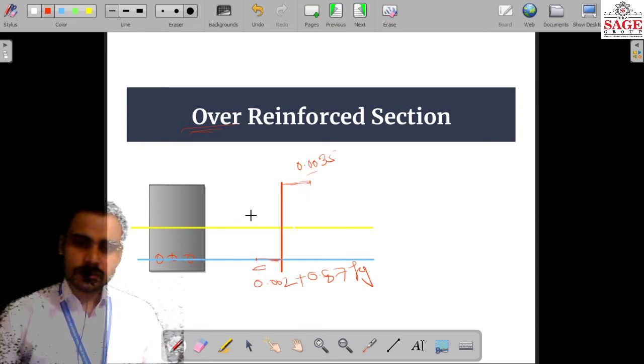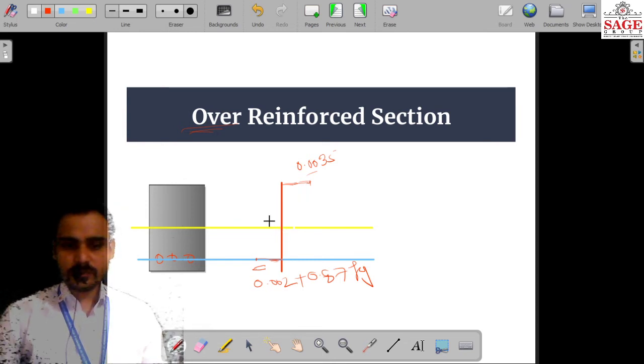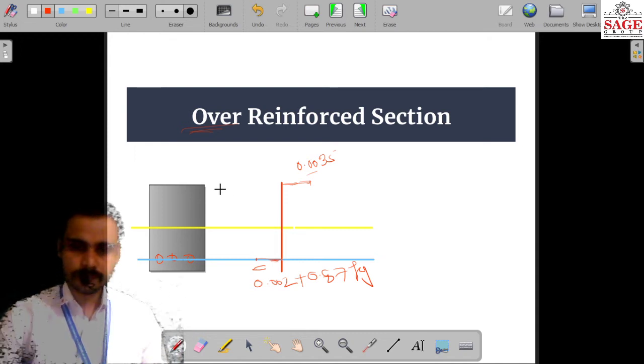So that type of section where the amount of steel is more as compared to the balanced section is called an over reinforced section. And here the ultimate failure again will occur due to the failure of concrete, but here we don't get any kind of warning sign before the failure in the form of deflection or deformation. So that is the strength profile of the over reinforced section.